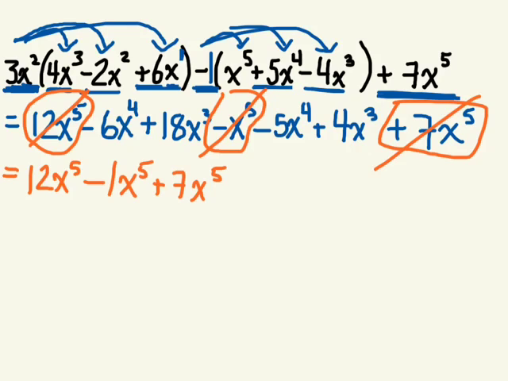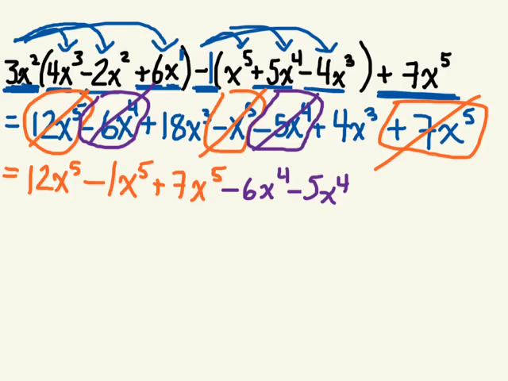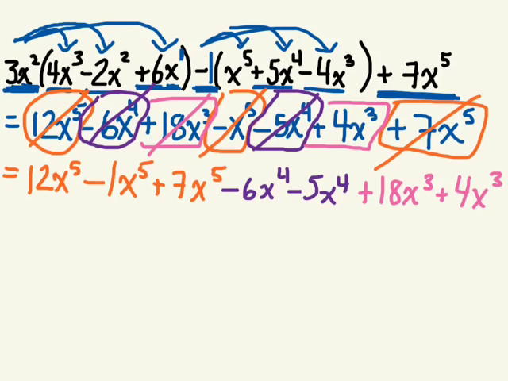Okay, next term is negative 6x to the power of 4. Any other x to the power of 4 terms? Good. So negative 6x to the power of 4 minus 5x to the power of 4. And then what's my last term? Positive 18x to the power of 3. And this term goes with it because it also has x to the power of 3. So we do have 3 different types of terms, right? 3 unlike terms.